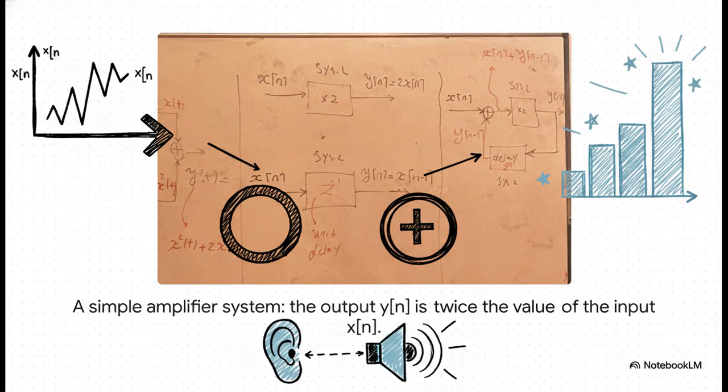Here is a super simple example just to make this totally concrete. The rule for this system is easy. Whatever input signal x of n you put into it, the output signal y of n will just be 2 times that value. It's basically just an amplifier. It's a very simple system, but it's a real system.